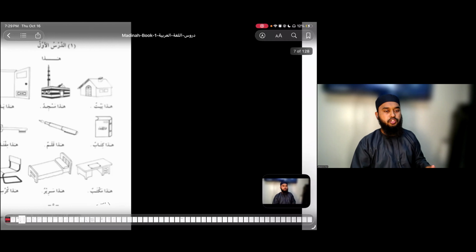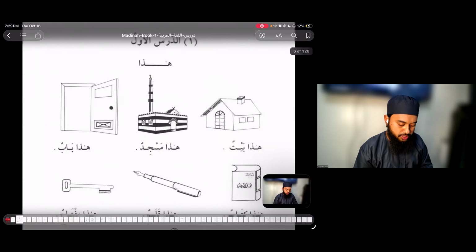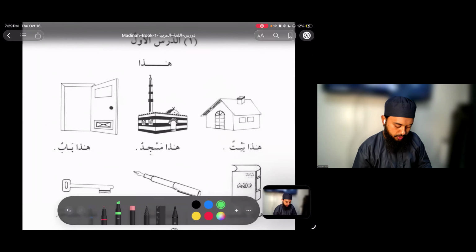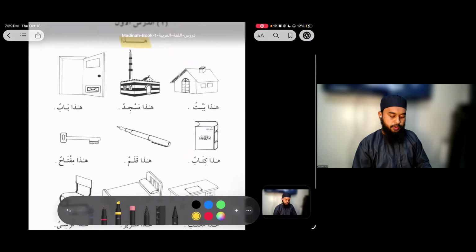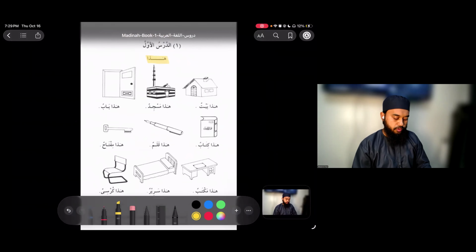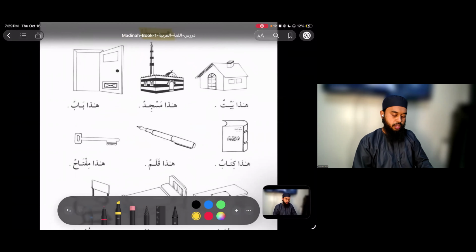All of lesson number 1 teaches only one word. What's that one word? Hada. This. It is teaching how to say this in Arabic, and that's exactly what lesson number 1 is based on. It's based on the word hada, which translates as this. They give you 9 images, and each image has a word under it, and you can identify yourself.